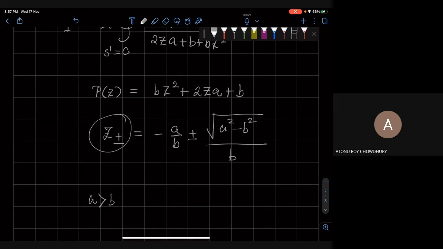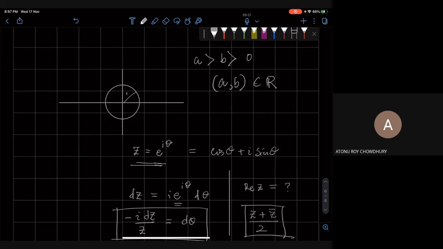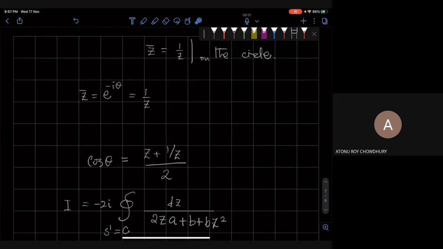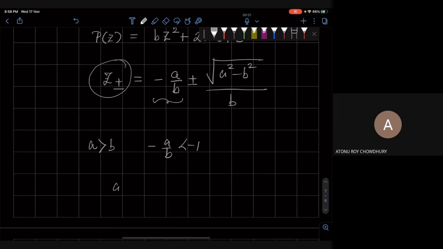So we now have to figure out where these poles are. Are they both in the circle? Because if I'm going to use Cauchy's residue theorem, I have to only include the residues inside the circle. I cannot include the residues outside the circle. So we have to figure out where these poles are. By assumption, a is greater than b. So that means that minus a over b, which is this guy over here, is less than minus 1, as well as a squared minus b squared being positive.